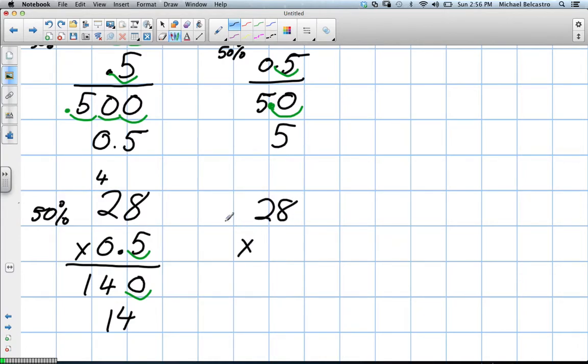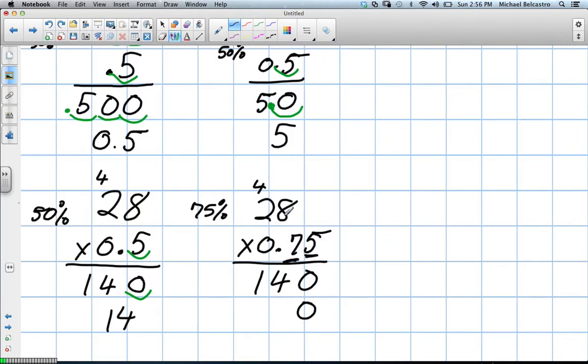Let's do 75 now. 28 times 75%. What's 75% as a decimal? Oh yeah, that's 0.75. Sorry. This is a little more difficult. What's 5 times 8 to start? 40. 5 times 2, 14. Okay, so we've done the 5. Now when we multiply by 7, we have to put a 0 down here. And then 7 times 8, what is that? You know what 7 times 7 is? It's a good reference, 49. 49 plus 7, 56. Good.